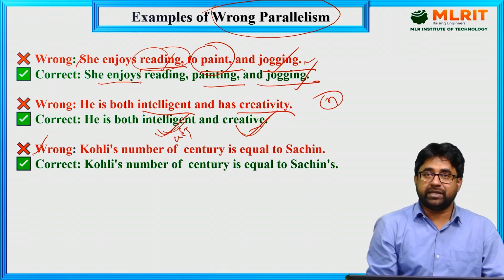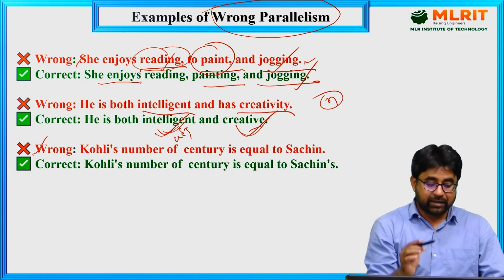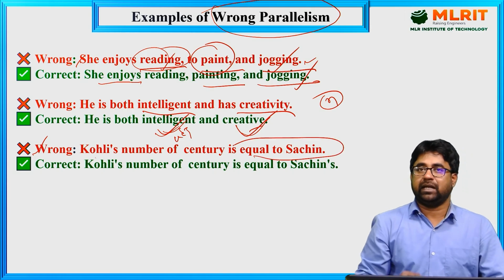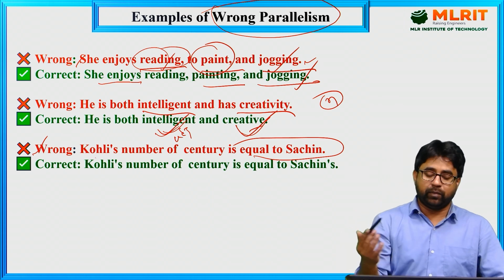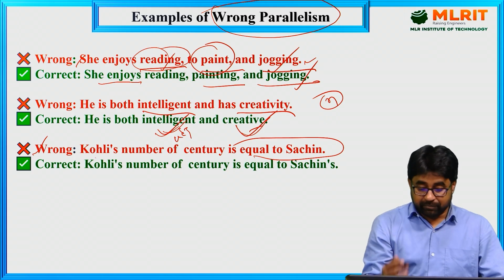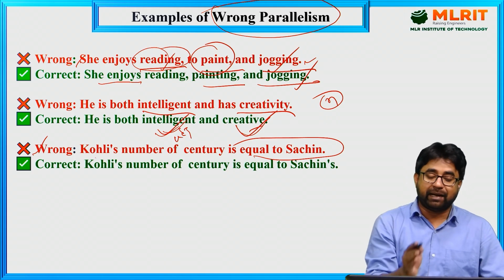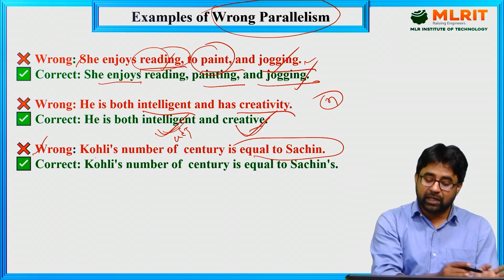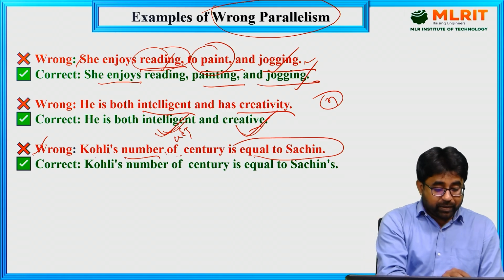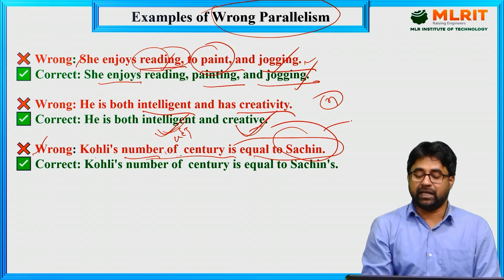See, wrong comparison. Sometimes when we make a comparison also, the two parts can be different, and that is wrong. For example, see, Kohli's number of centuries is equal to Sachin. Now apparently it might sound okay, fine. People will understand also. But then it's a serious grammatical mistake. Why? Because your intention was to compare the number of centuries scored by Kohli and Sachin. But here, as per this sentence, we are actually comparing Kohli's number of centuries with a person, that is Sachin.